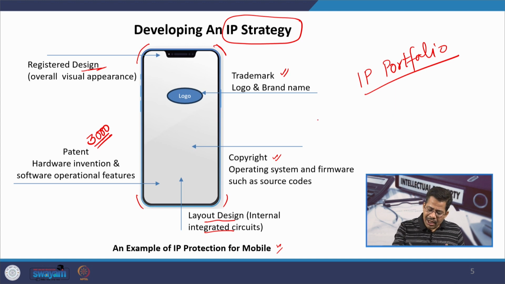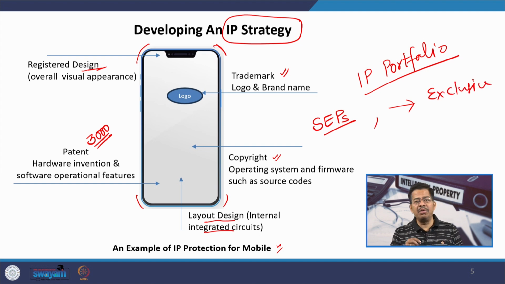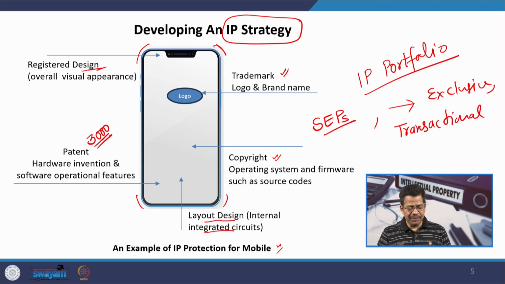Organizations are putting some of their patents under SEPs. Some of the patents are exclusive to them, which they are not going to give to any of their competitors. Some of the patents may be done on a transactional basis. We will explain what is the meaning of transactional in a few minutes.